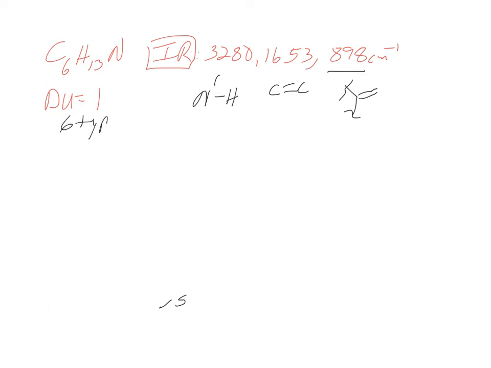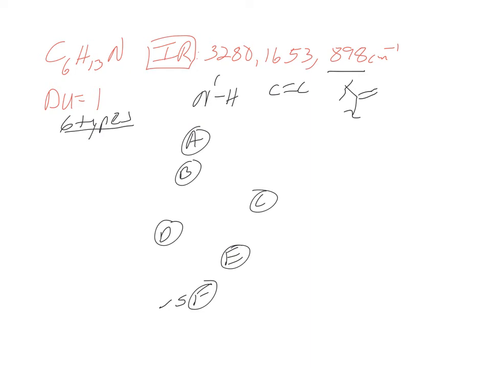So 6 types. That's quite a few. That does make me think of symmetry at this point. If we had, I'll label these A, B, C, D, E and F. A lot of peaks, right? So it does make me think of symmetry. I have 6 peaks with C6H13N. That does not make me think of symmetry, right? Because usually few peaks would be an indication of symmetry. So in this case, I have 6 different types, so I'm not thinking about symmetrical here.